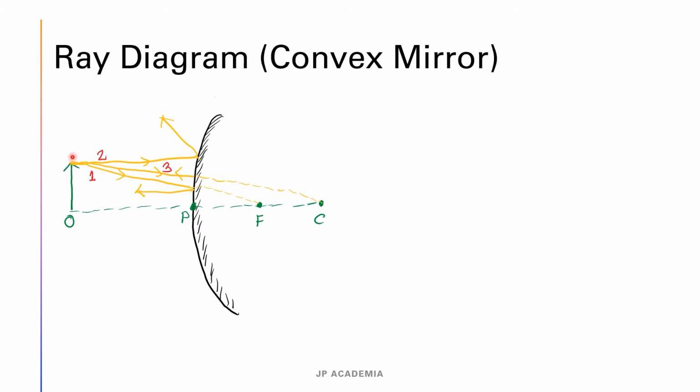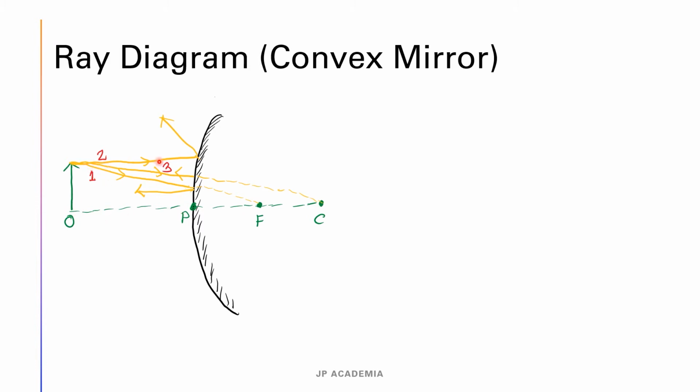First step for the ray tracing is to draw a line from the top of the object going to the focus of this convex mirror, taking note that the light cannot pass through this mirror. So this will generate a reflected ray, this one, parallel to the principal axis as shown. So this is in parallel with this.